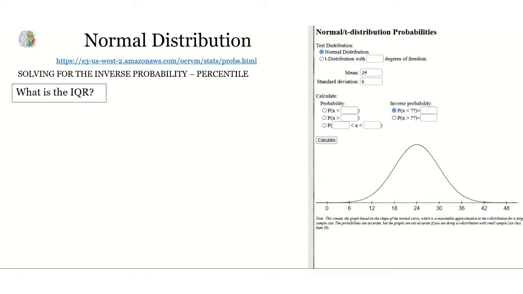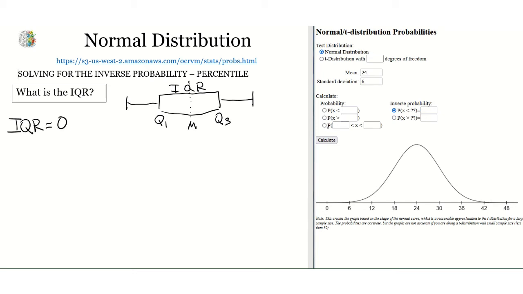Our next question asks us to solve for the interquartile range, the IQR. So if you remember from when we did the box plots, the IQR is just the middle 50%. So this is our IQR. And we get that by taking the third quartile minus the first quartile. And the third quartile is 75%, and the first quartile is at 25%.